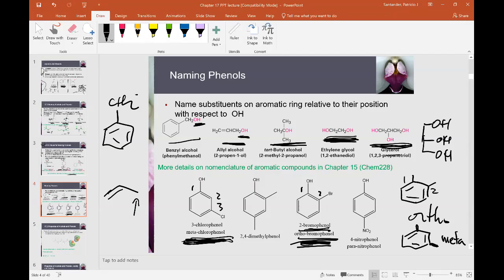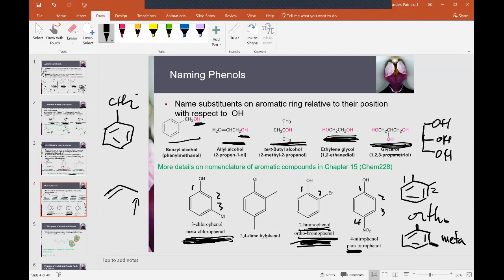And when you have a 1,4 relationship, like here, we call that para. Para is opposite, 1,4. So that will be 4-nitrophenol or para-nitrophenol. If you have more than two substituents, there you need to use the numbers for indicating the position of each one of them.